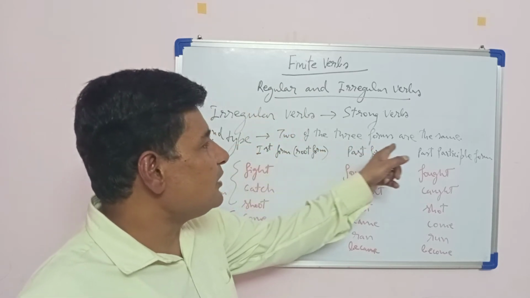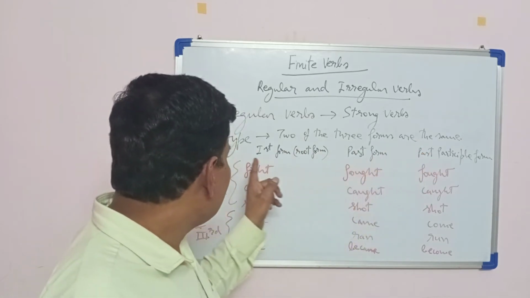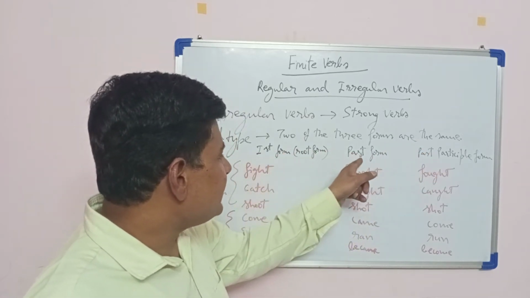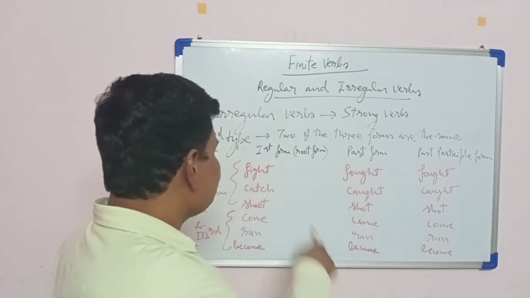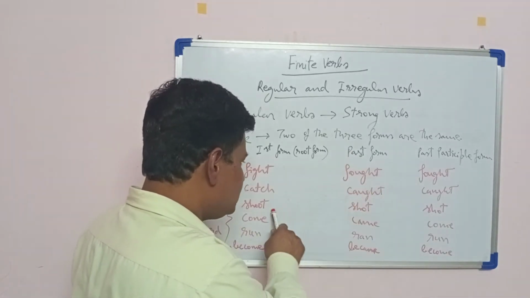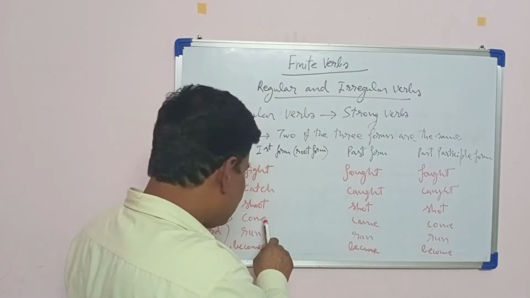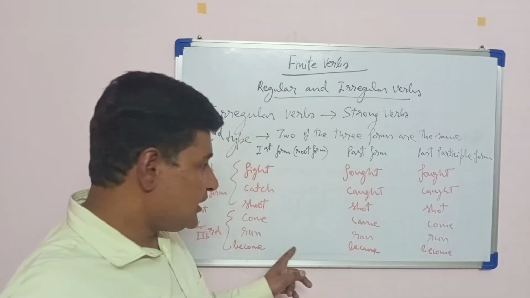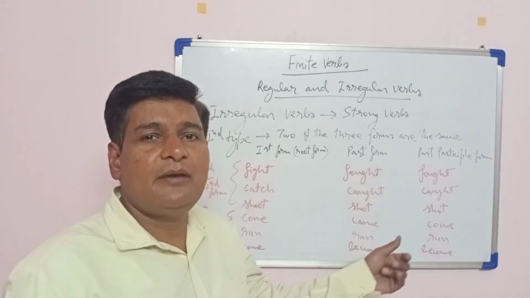Two of the three forms are the same. First form, second form, past participle form. Fight, fought, fought. Catch, caught, caught. Shoot, shot, shot. Come, came, come. Run, ran, run. Become, became, become.